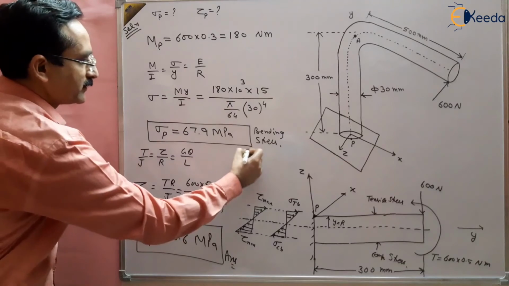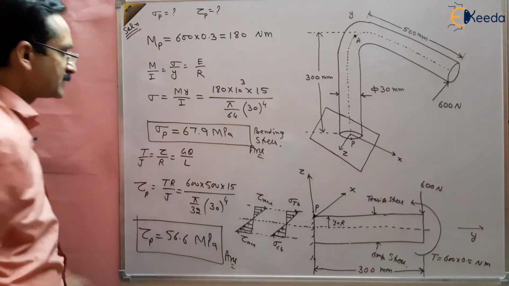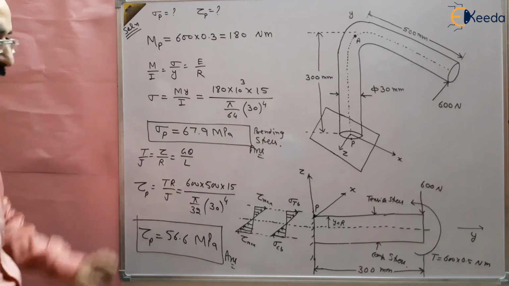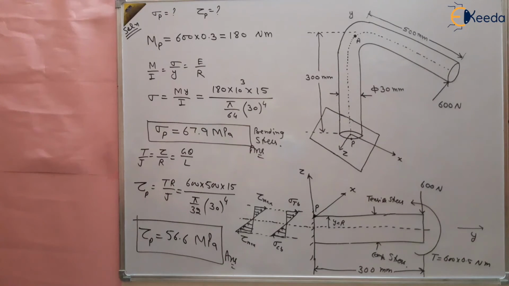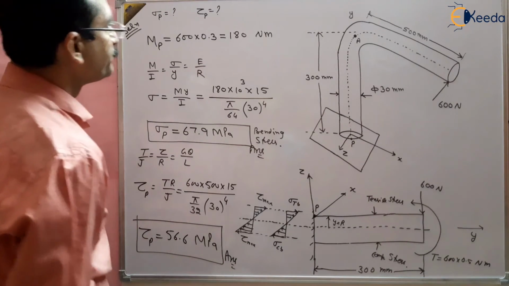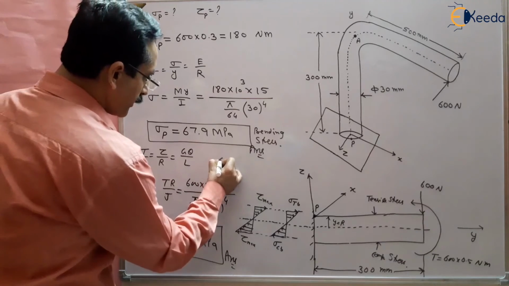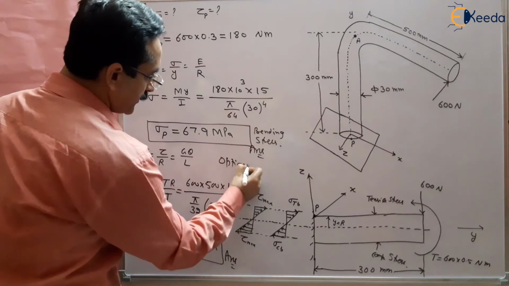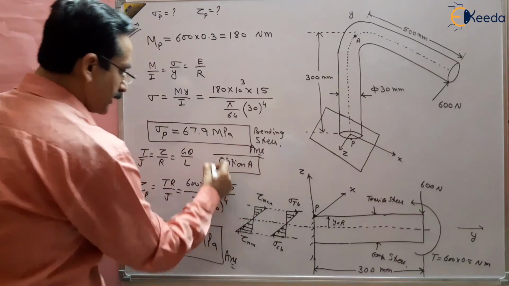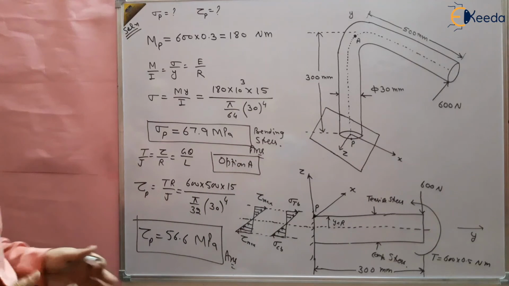So these are the two answers. One is 67.9 and another is 56.6. And which is that option? So the answer is option A. This is the answer, right? This is the first part of this question.